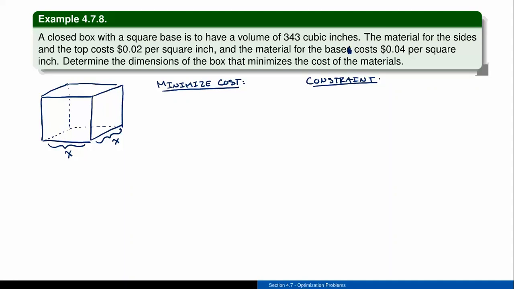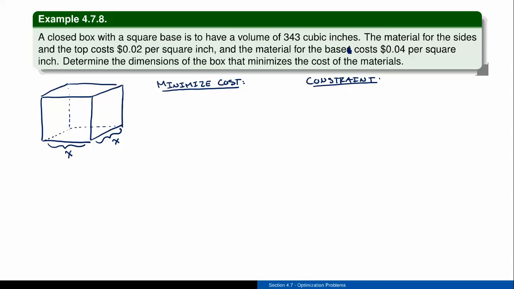I'm going to build some function for the cost of this thing. It's going to have both x's and y's floating around, and then I'm going to have to use this constraint to pull everything back and build a nice little cost function that just has x's. I do all of my calculus from there and clean everything up.